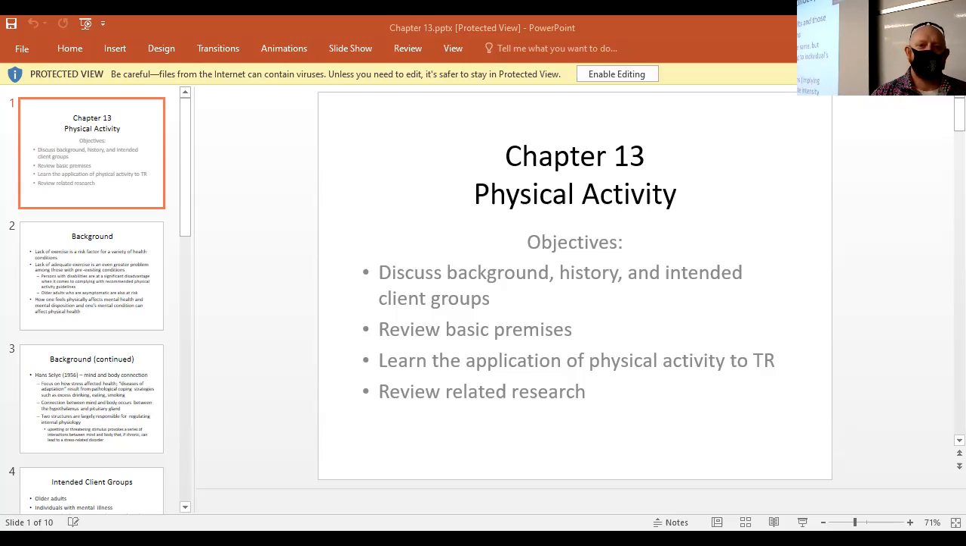Some more basic premises that have to do with activities. Recommendations for older adults and those who have significant chronic conditions are going to be a little bit different. The basic recommendations are going to remain the same, but the intensity needs to be adjusted according to the individual's ability. You don't want to push someone so hard that you're going to put them at risk.